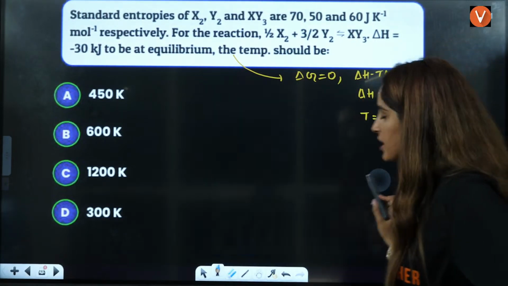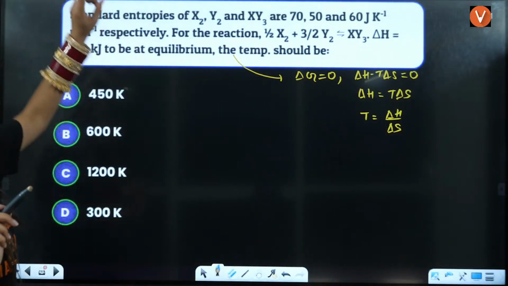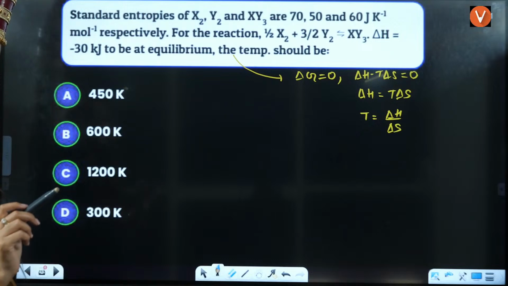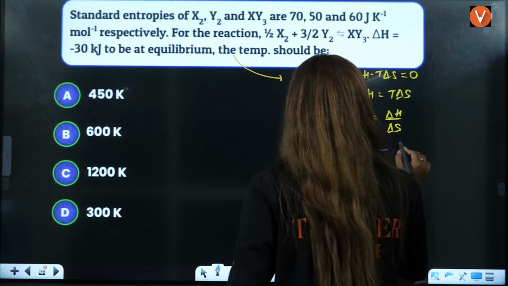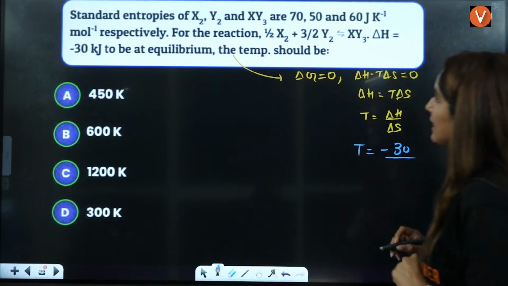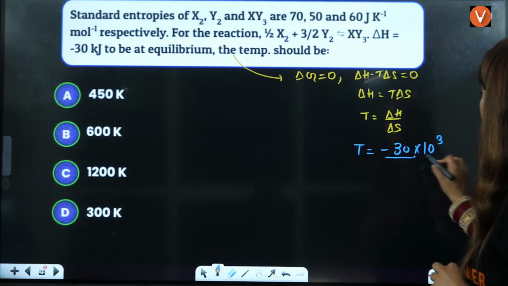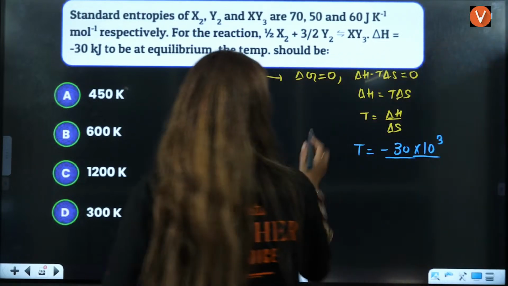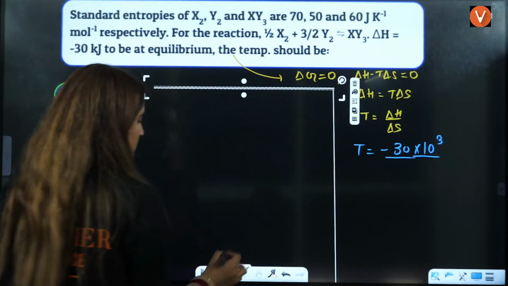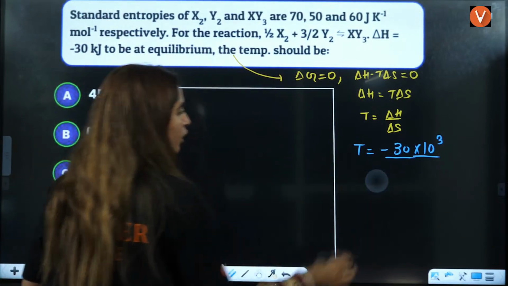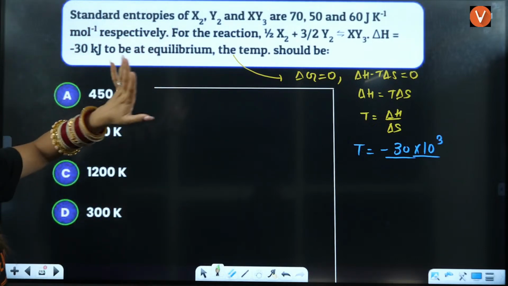What is delta H and what is delta S? Everybody, what is delta H and what is delta S? Delta H is minus 30 into 10 raised to power 3. Now you have to calculate the value of delta S here. Standard entropy, this is given to you.